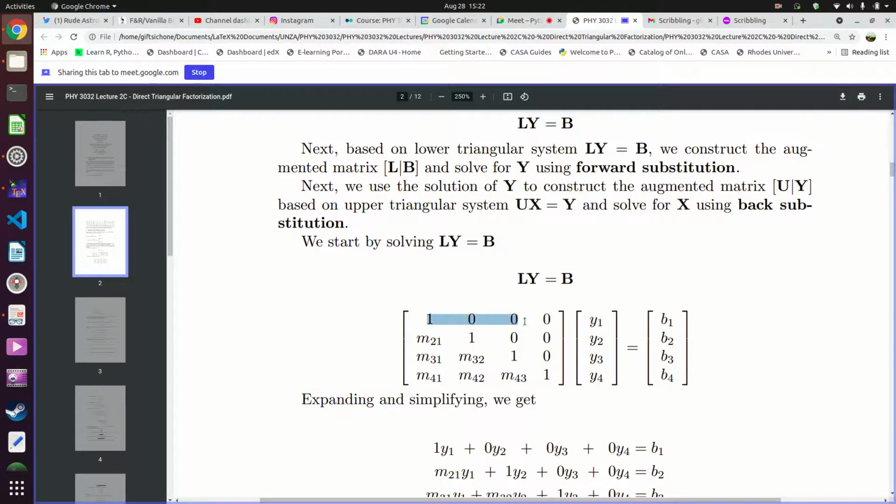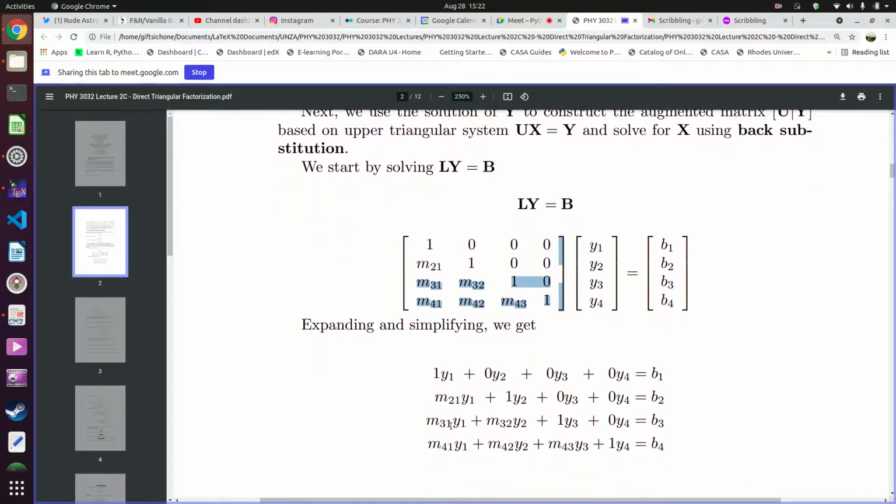So with this, if you multiply the first row by this column here, you end up with this. You multiply the second row by this column, you end up with what you have there. You multiply your third row by this column, you end up with what you have down here. You multiply your fourth row by the column which you have here, you end up with what you have down here. So basically, when you expand and simplify this, you end up with 1 y1 plus 0 y2 plus 0 y3 plus 0 y4 equals b1.